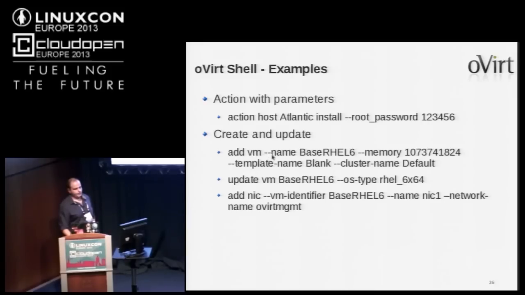In here, we added a new VM based on the blank template, and we put it in the default cluster. We updated the OS type of the VM. We added a new NIC to the VM, so we said add NIC. The VM identifier is this. The name of the NIC is this. And the network I want to create the NIC in is this. It's just as simple as that.